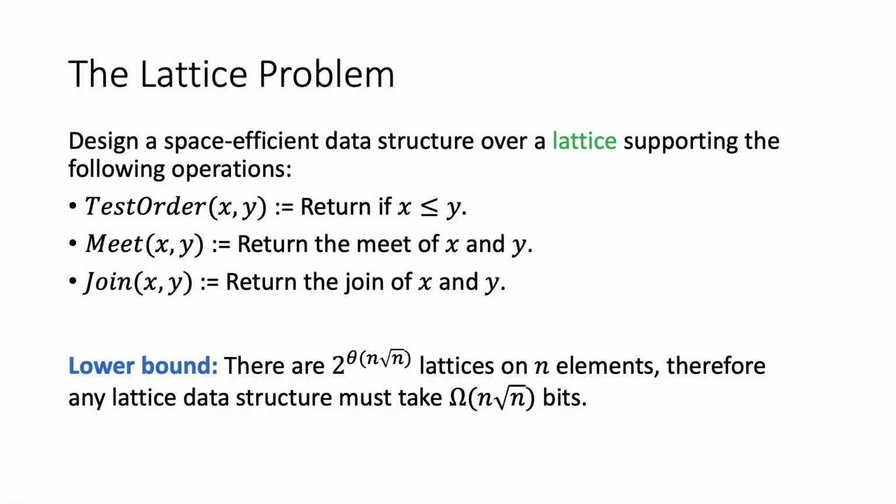So there is a lower bound on any data structure for the lattice problem. Since there are 2 to the theta n root n lattices on n elements, any lattice data structure must take at least the log of the number of possible lattices in bits, and so that means that any lattice data structure must take n root n bits.